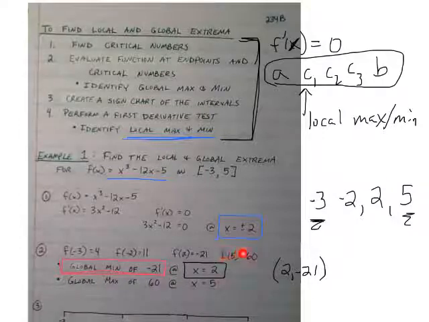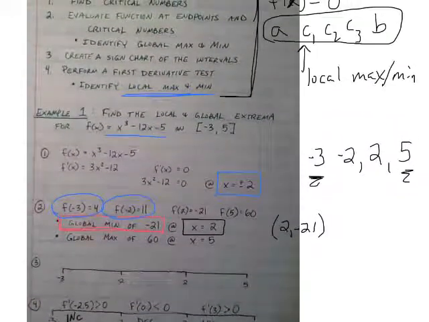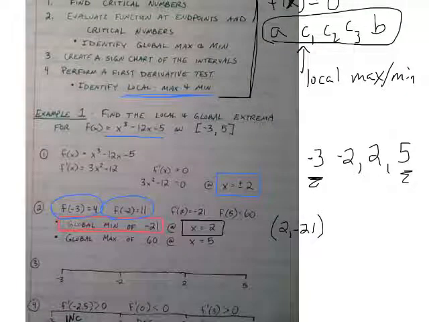Similarly, the largest one is 60, so we have a global max of 60, and that global max occurs at x equals 5. Which begs the question, what about 3 and -2? What are those? And so what I've done is I create a sign chart of the intervals. So here I've got basically a number line with each interval kind of blocked out with the important numbers, -3, the two critical numbers, and the other endpoint of 5.